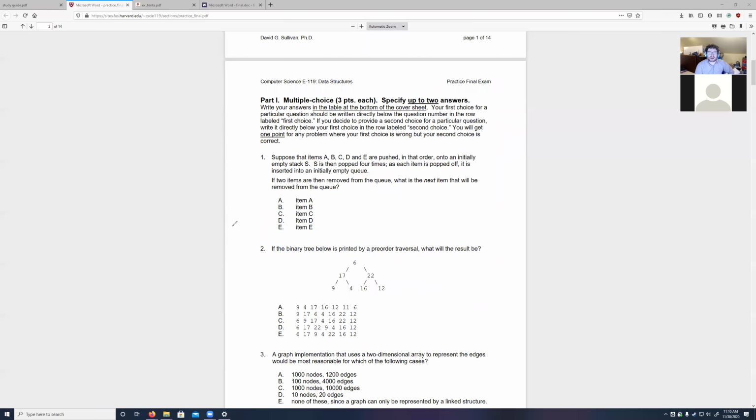Okay. So if 2 items are then removed from the queue, what is the next item that will be removed from the queue? So what is the answer to this one? So let's go ahead and see.